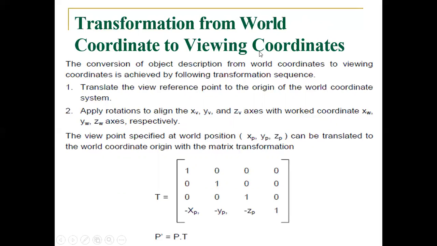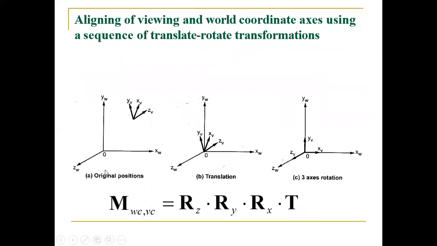Now I have to convert the object description from world coordinates to viewing coordinates. The conversion of object description from world coordinates to viewing coordinates is achieved by the following transformation sequence. What are the different transformations we apply? Say for example, consider here, this is the original position, and here I have my view plane. Now I have to change this from world coordinates to view coordinates.